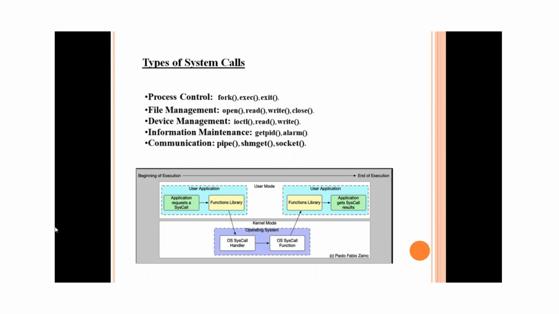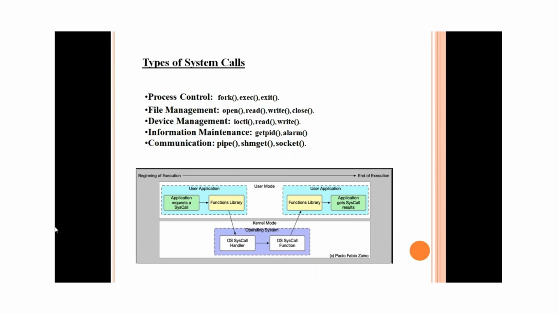First of all, in the user interface or user mode, the application requires a system call. That means when we need a particular operation to be done, we use the system call. Then that application goes to the function library, and later the user mode switches to the kernel mode. Through this function library, we go to the operating system call handler. The system call handler handles the particular system call which was given by the user application.